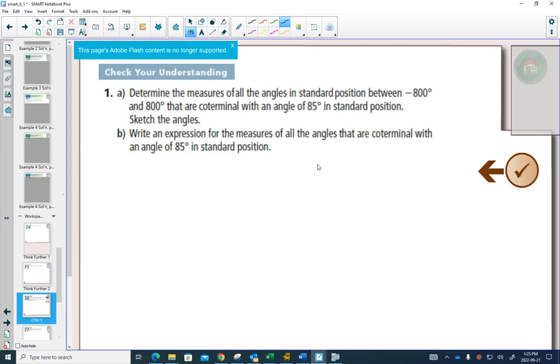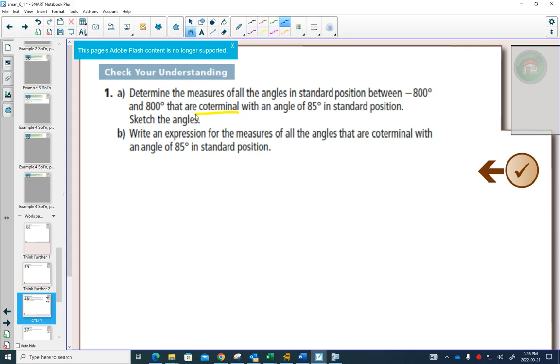We want to find all the angles between negative 800 and 800 coterminal. This was one of the definitions we learned yesterday. Coterminal means that it ends in the same place.